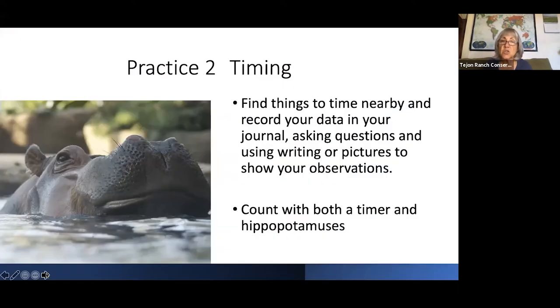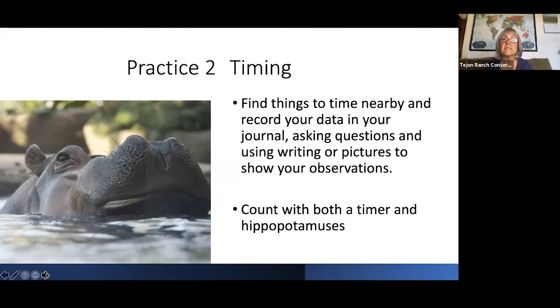All right, here's your assignment for counting by timing. You want to find something to time nearby and record your data in your journal. Remember ABCs, you're going to write, I notice, I wonder, this reminds me of. You're going to ask questions. When you ask those questions, remember to use the language of uncertainty and come up with some possible hypotheses. Use the words of uncertainty, possibly, perhaps, and maybe when you answer those questions. And you don't have to be right. You just have to come up with some interesting answers to your questions.